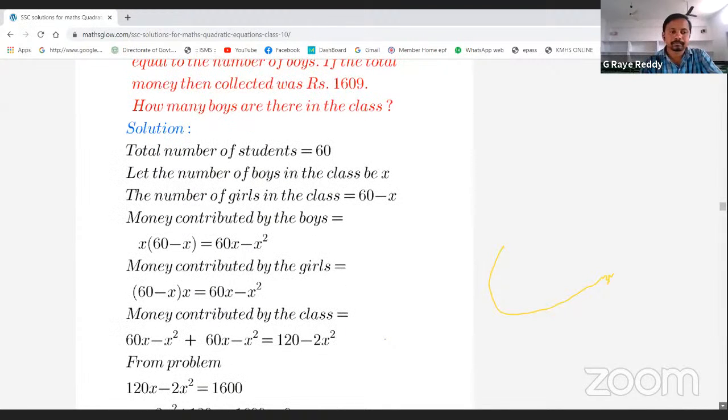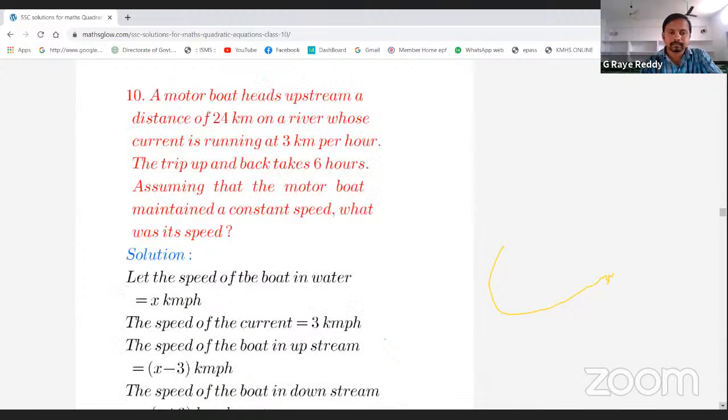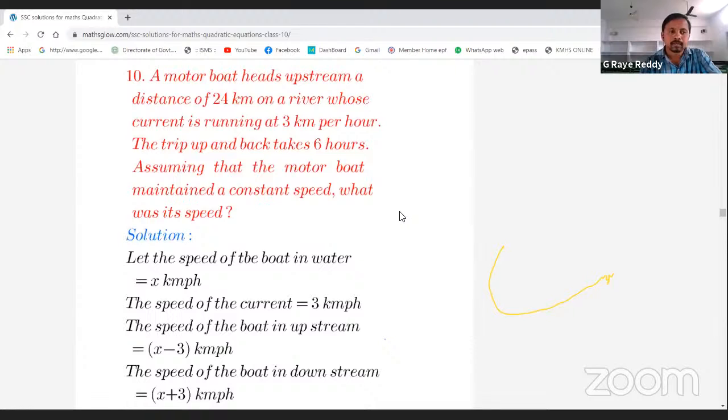Okay, this is the 10th one. Tenth problem, reading the problem: a motorboat heads upstream a distance of 24 kilometers on a river whose current is running at 3 kilometers per hour. The trip up and back takes 6 hours. Assuming that the motorboat maintained a constant speed, what was its speed? So it is the 10th one.